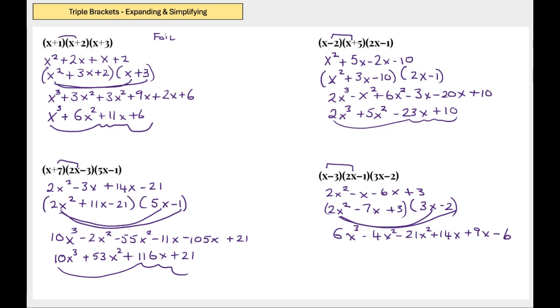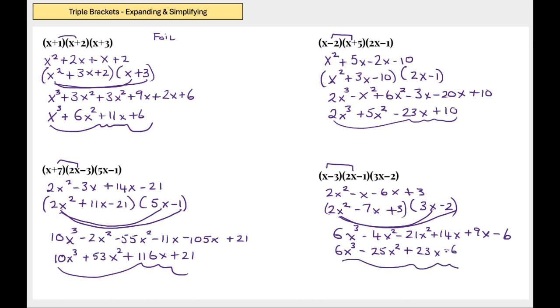It literally is a plus and a negative, so it stays a negative. Simplify it. Biggest power at the front and so on. So we've got 6x cubed minus 25x squared plus 23x minus 6.